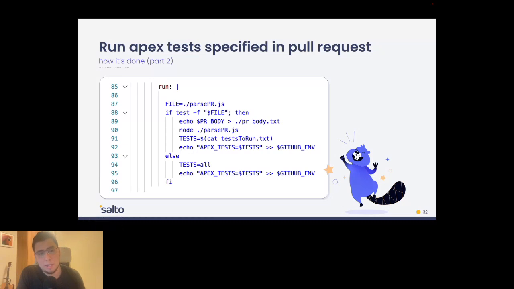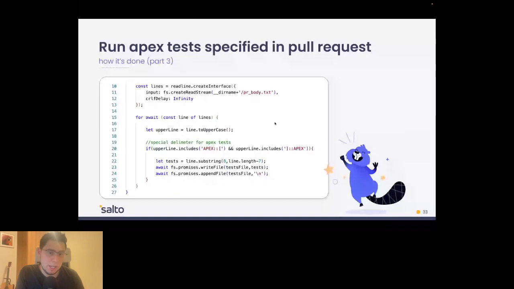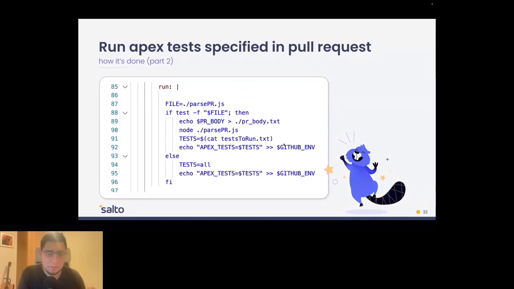Basically what I do is I take the whole body of the pull request and I dump it into a text file. Then I have a bit of Node.js that reads that file and goes line by line and checks if the pull request has that specific syntax that I specified. And if it has, then it starts extracting the classes or whatever words are there. You could have multiple words separated by a comma. Once it has that, it puts that into an environment variable in GitHub, and then I use that when I call the sfdx deploy command.